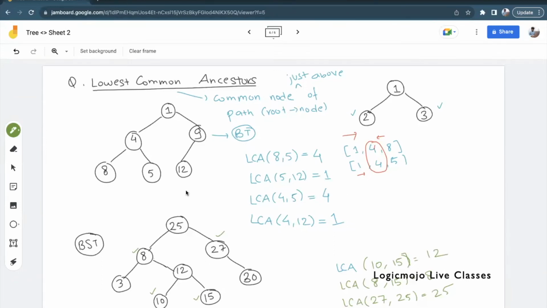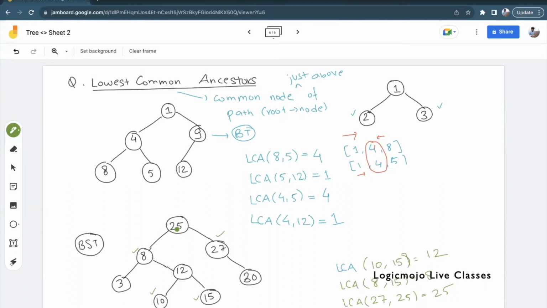Okay. Now see what we can do here. What can be done in this BST? Can we do something a little bit better in the BST? Now observe one thing in the binary search tree, that is BST. If both nodes are less than the root, okay. So here, if you want to find for 10 and 15, 10 and 15, right? So you want to find for 10 and 15.